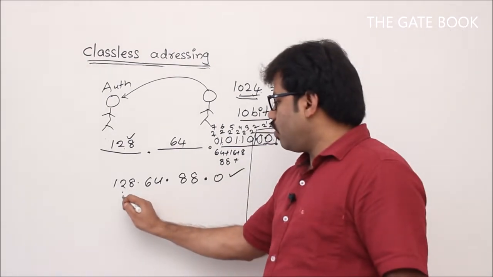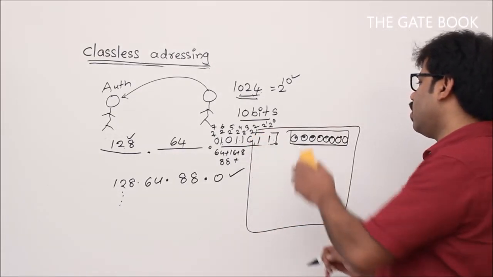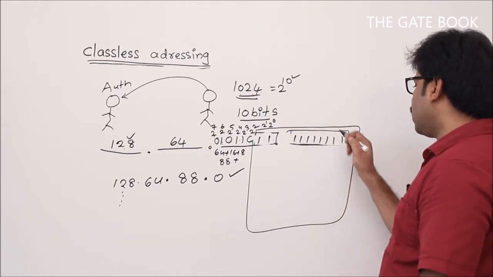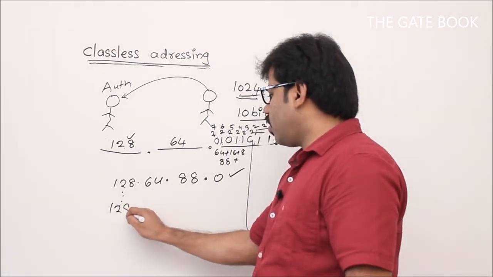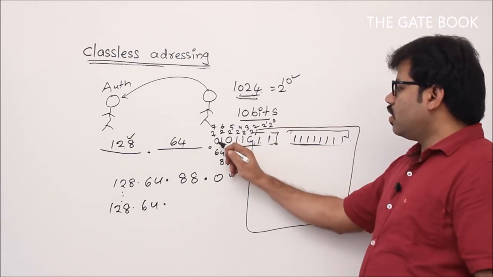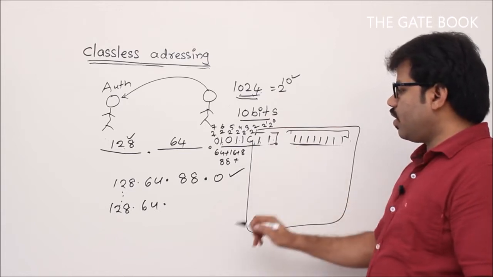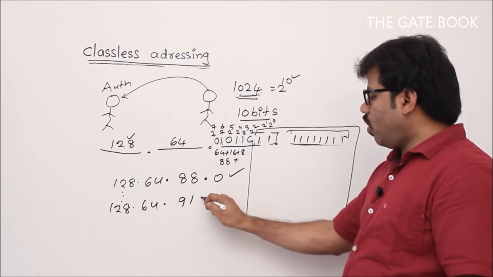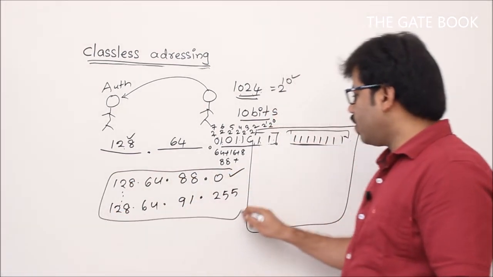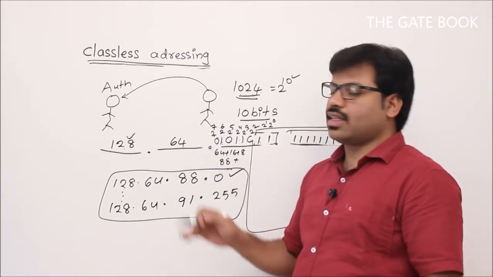Second one, if you continue, the last address will be all ones, remember. Then only 1024 different addresses will be generated. It would become 128.64. Right? So what is the value if I write all ones in these 10 bits? This is already 88 plus this one, weightage 2, 88, 90, 91, right? 91.255. So these are the addresses you are going to get, and these addresses are 1024. This is about the classless addressing model.